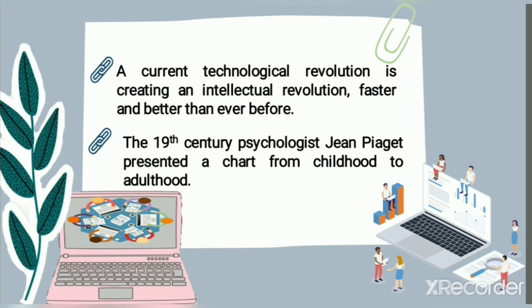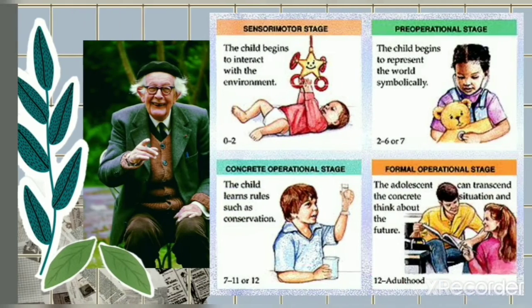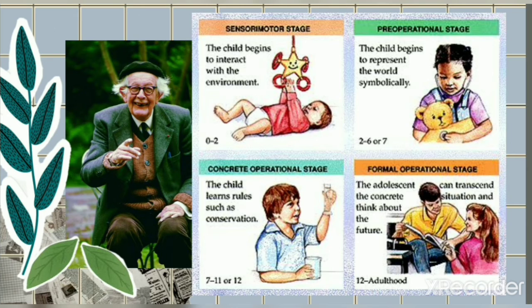The 19th century psychologist Jean Piaget presented a chart from childhood to adulthood. First 2 years of susceptible minds, 6 years of acquiring communication skills, teenage years of transition, concrete thinking, and adult years of abstract thinking. Sensory motor stage is the first stage of a child's life according to Jean Piaget's theory of child development. The child begins to interact with the environment. It begins at birth and lasts through age 2. During this period, your little one learns about the world by using their senses to interact with their surroundings.